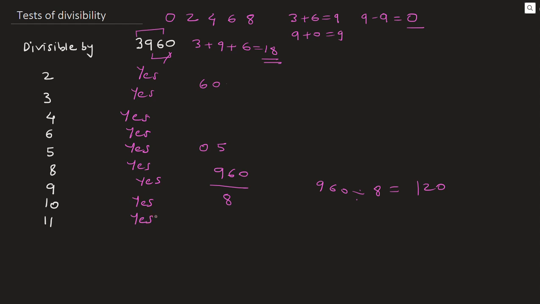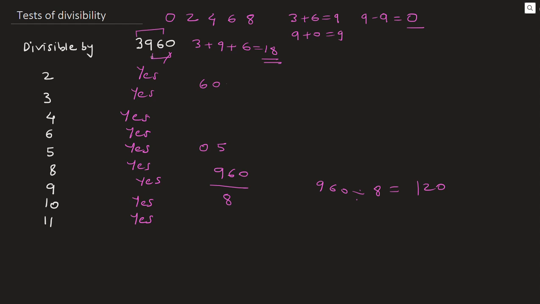Now that I have roughly checked whether 3960 is divisible by any of these numbers, let me use a calculator and find out the quotient. Let me find out what the answer actually is when this number is divided by any of these numbers. So I will do it with a calculator. You can also do it at your end with a calculator.